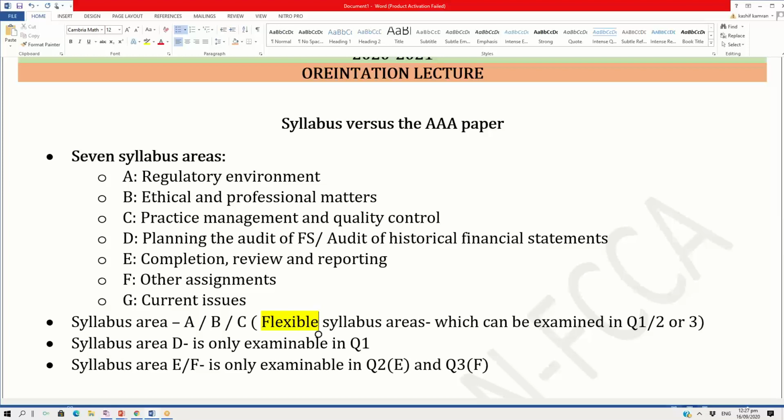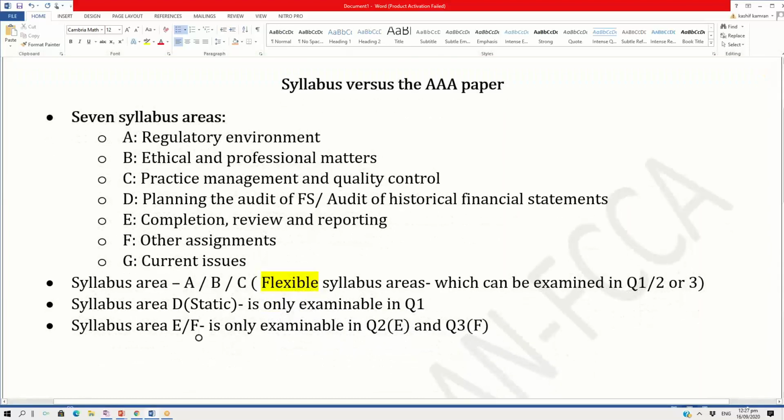But are there any static areas? Yes, the syllabus area D is very static. It will only be in question number 1. Syllabus area E and F are very static. You will find the syllabus area E in question number 2, and you will find the syllabus area F in question number 3.